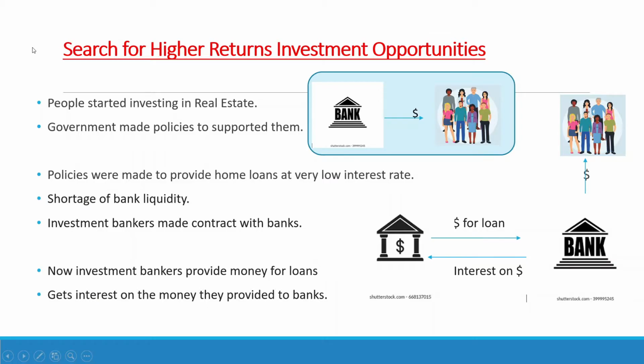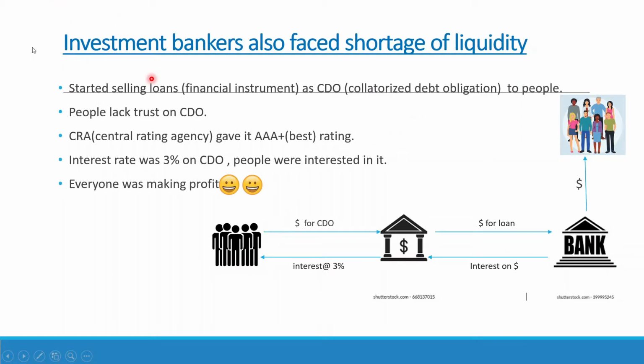Now the investment bankers also faced a shortage of liquidity, meaning a shortage of money to provide loans. So they started selling loans as CDOs to people. When these investment bankers were running out of money, they sold CDOs back to people. CDO stands for collateralized debt obligation. The underlying asset of the CDO was the loans provided by the investment bankers. In return, the people were getting interest at the rate of 3% per annum, and 3% was quite good, as the banks were providing an interest rate of 1% per annum and investment bankers were providing 3% per annum.